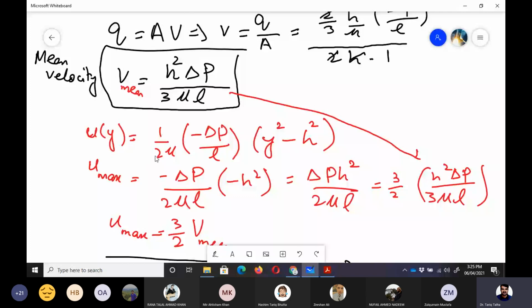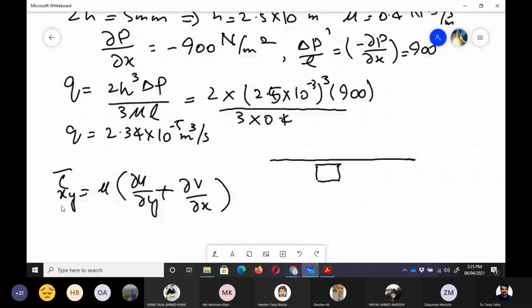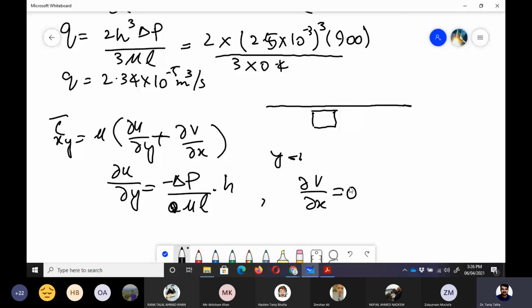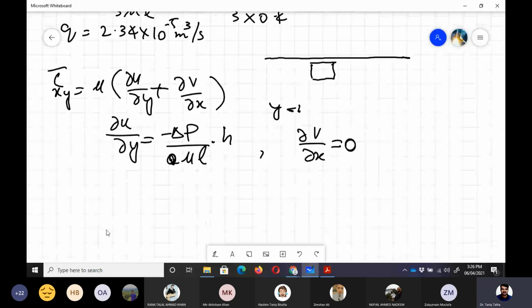So let me write that there. We have got partial u by partial y equal to minus delta p upon mu L into y, which is due to the differentiation with respect to y. Because now we want to calculate it at the upper surface, y is equal to h there, so we can replace it with h, right? We have replaced it with h because we are going to determine it at y is equal to plus h. And now we also know that partial v by partial x is equal to 0. Why is that? Because v velocity is 0 for this case. So let's put this value here.